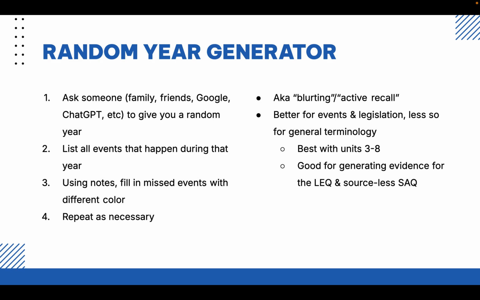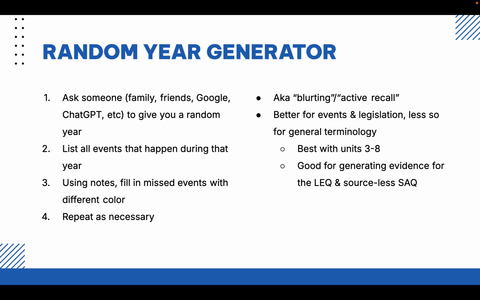Finally, this is my favorite one. I like to call this one random year generator, but it's basically a combination of blurting and active recall, which are other popular study techniques if you've heard of them. Anyway, random generator is basically you pick a random year. So for example, let's say 1865. And then you would list what happened in that year. So going with the 1865 example, we would say, oh, the Civil War ended, Abraham Lincoln got assassinated, the 13th Amendment got ratified, and Reconstruction started.